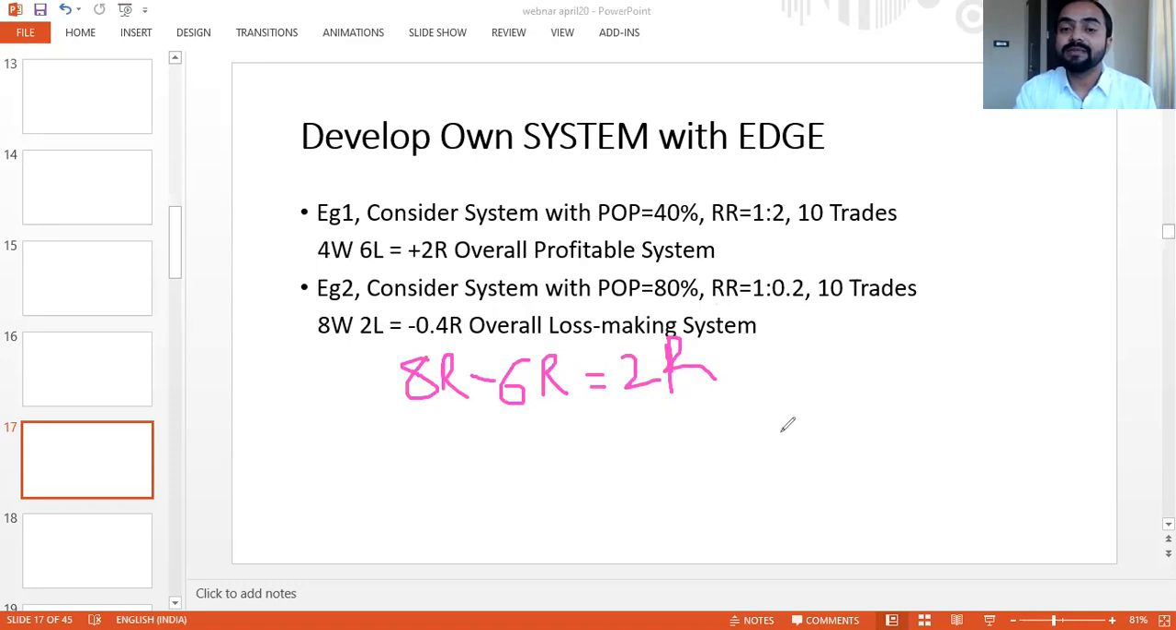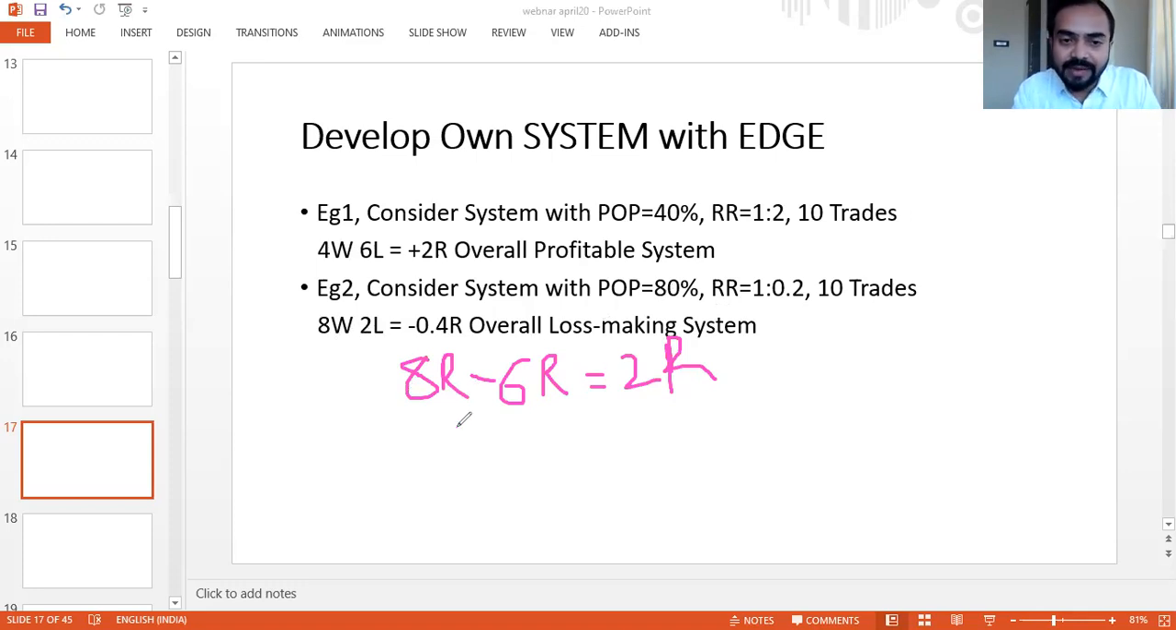Suppose a system has probability of profit 80%, which is huge, and my risk reward is 1:0.2. Now we'll see what will happen after 10 trades. So out of 10 trades, 8 will be winners because probability is 80%. 8 will be winners and 2 will be losers.